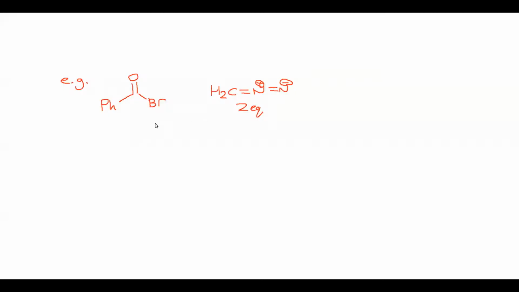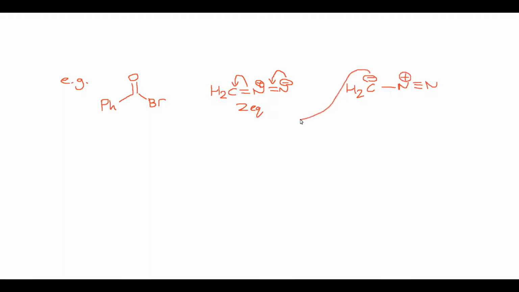So if we look at a quick example, we've got an acyl bromide here with a phenyl group attached, and we've got our diazomethane, and we're told we've got two equivalents. So that means we'll be using our diazomethane as a base. So first we need to show the resonance structure of our diazomethane in order to show the formation of our carbanion, which is going to act as our nucleophile in this reaction.